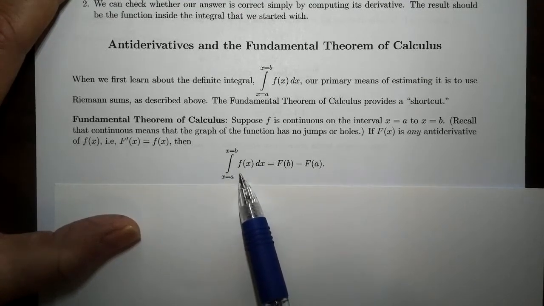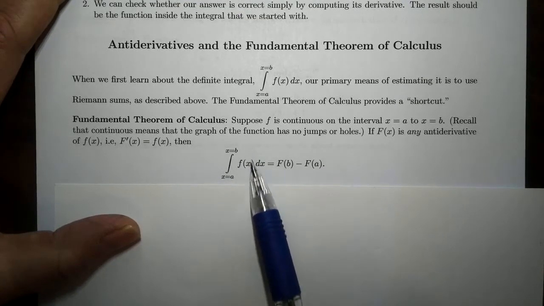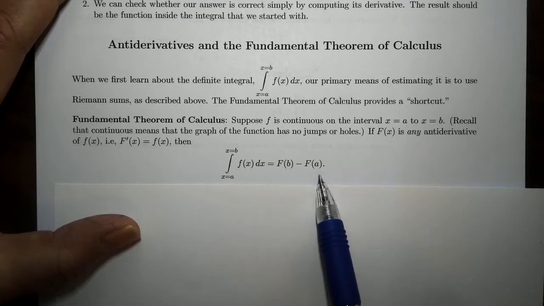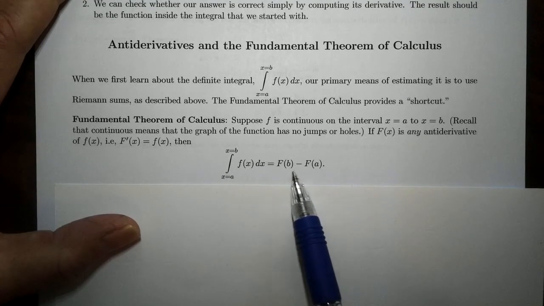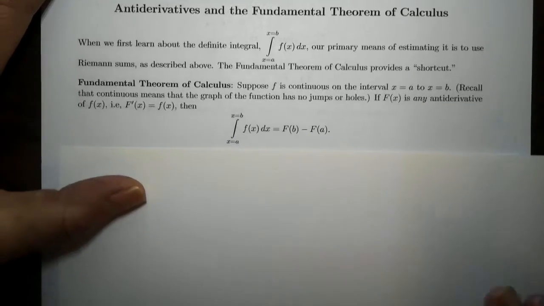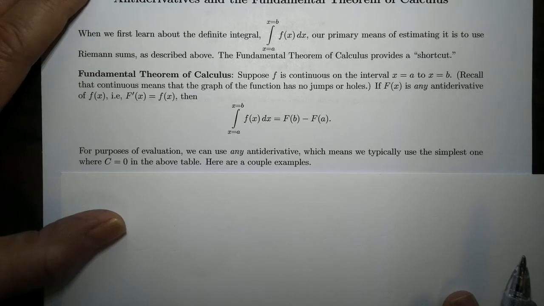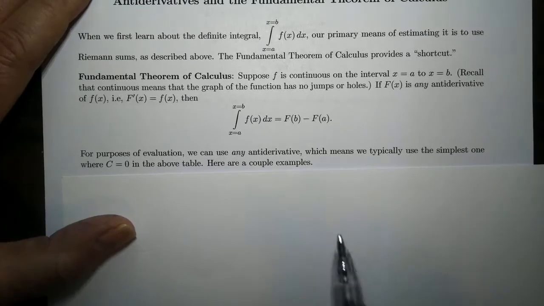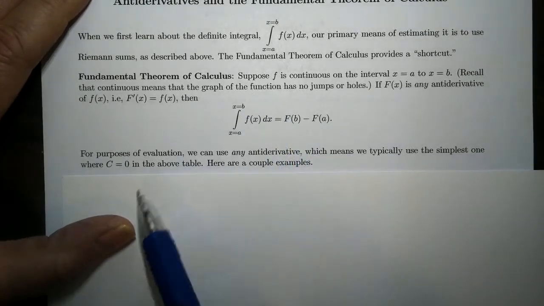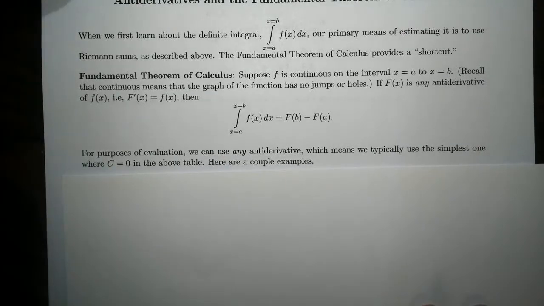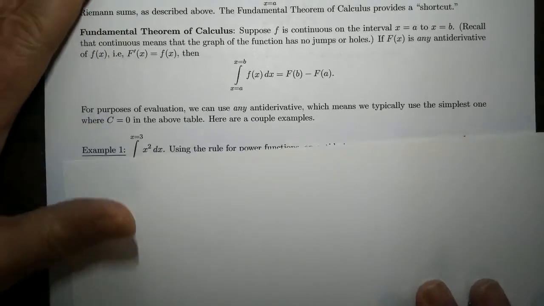Then the definite integral from a to b of little f is what you get when you substitute b and a into the antiderivative and subtract. It allows us to compute the definite integral exactly. Now, a function has lots of antiderivatives, but typically we use just the simplest one where c is 0.